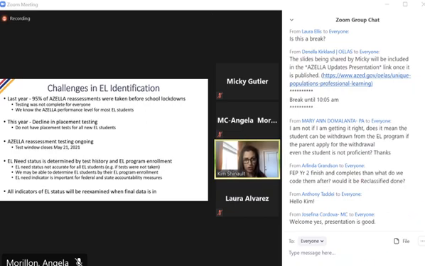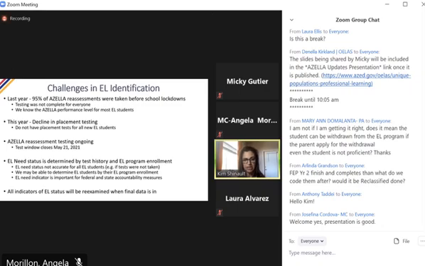This year, we have a decline in placement testing overall. So we don't have placement tests for all of the new EL students the way that we typically would. Also, the AZELA reassessment window has been extended to May 21st, and so reassessments are still ongoing. At this point, we don't have all of the test data for each of the students.